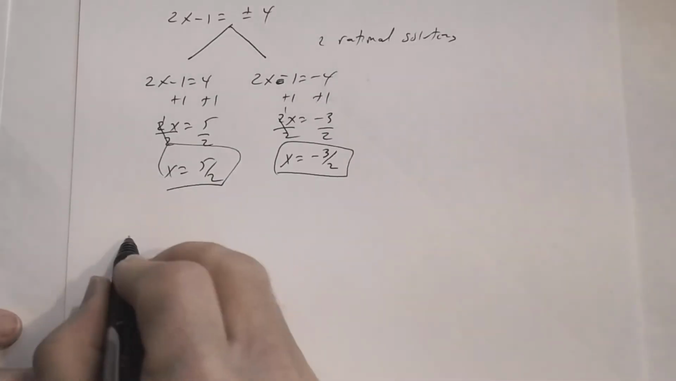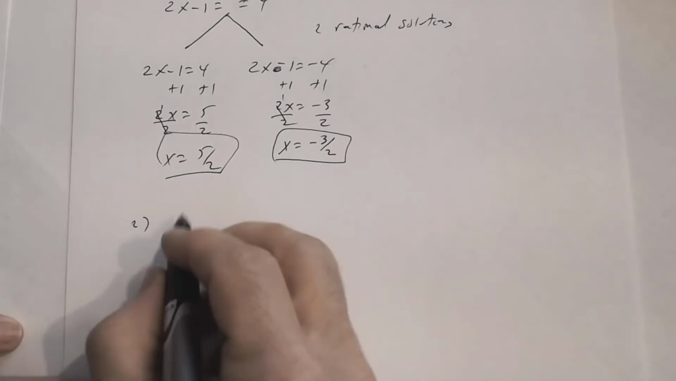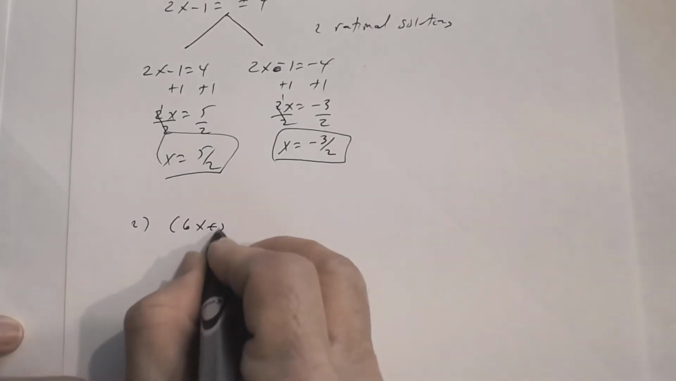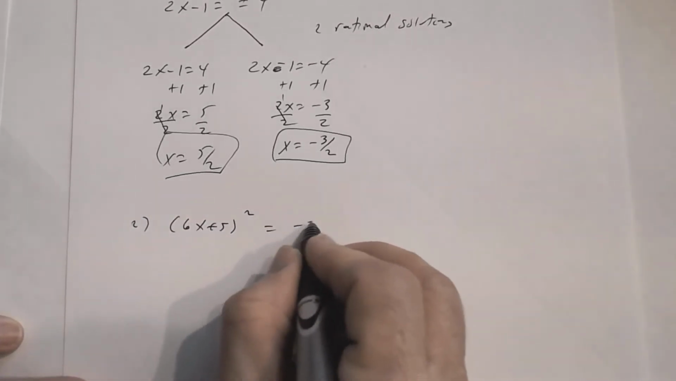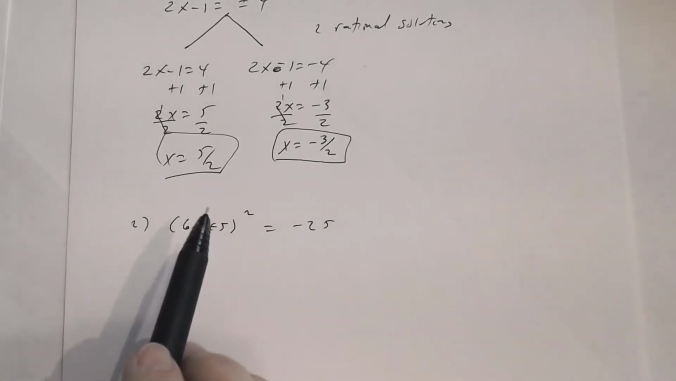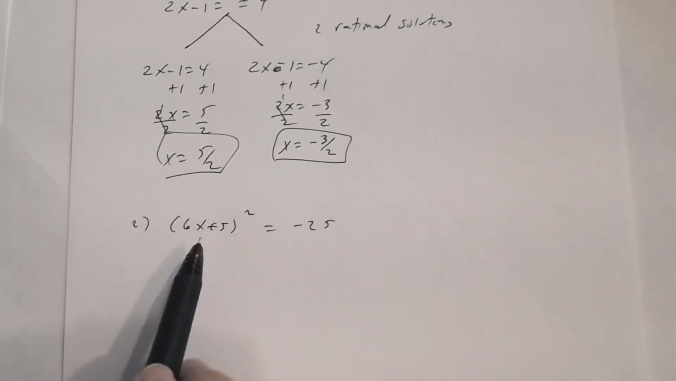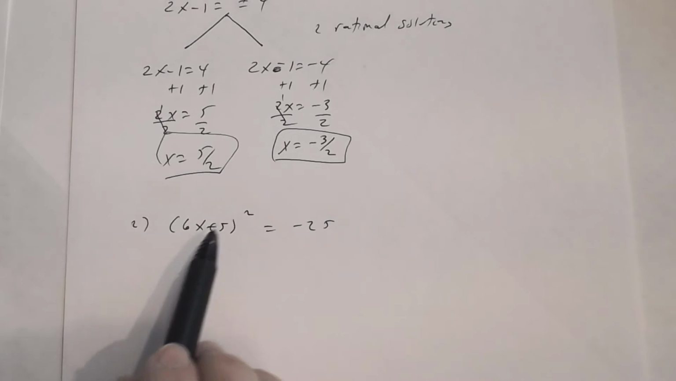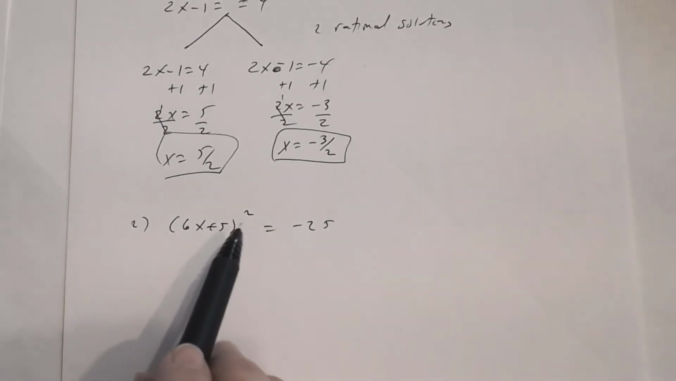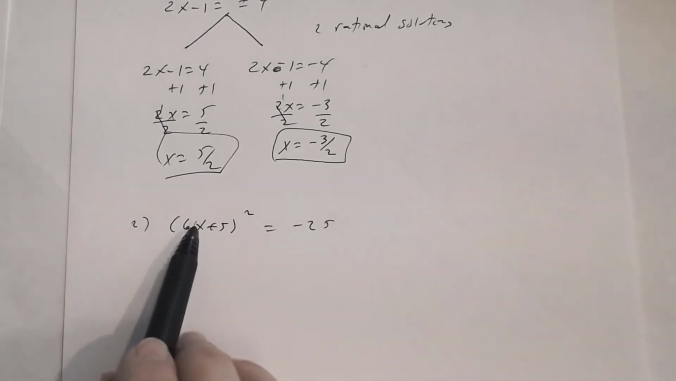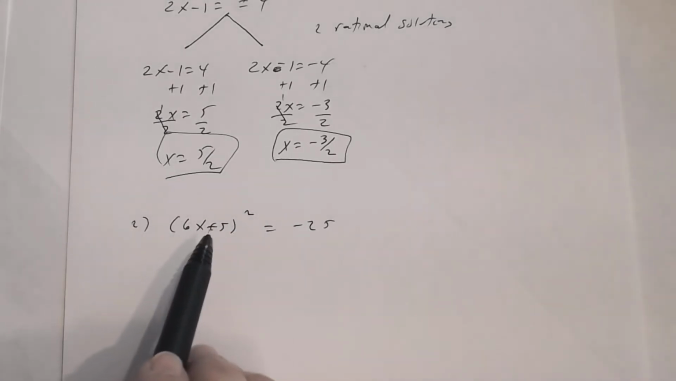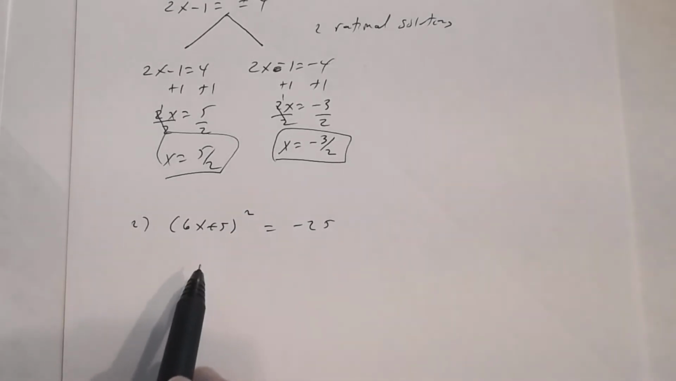Okay, number 2. Number 2, we have 6x plus 5 squared equal negative 25. All right, so I want you to first of all notice that this is a quadratic equation. And it's a quadratic equation because if you did FOIL this, which you're not, but if you did FOIL it, you get 6x times 6x is 36x squared. So it is a quadratic equation.